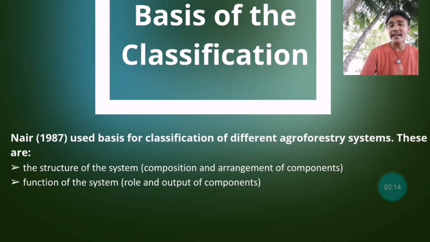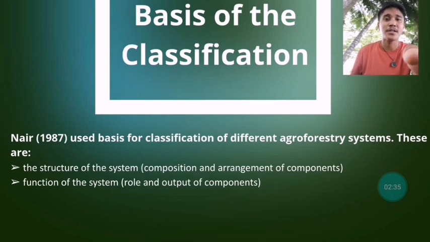Now, let's go to the basis of the classification of agroforestry. In the year 1987, these were the bases used for classifying the different agroforestry systems. These are the structure of the system, which is the composition and also the arrangement of the components, and second, the function of the system, which means the role and the output of the components.